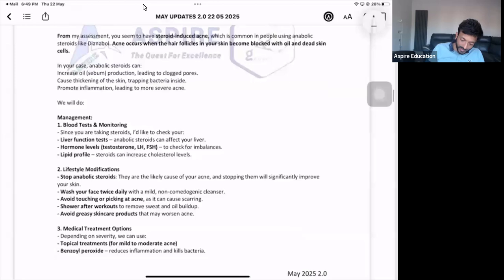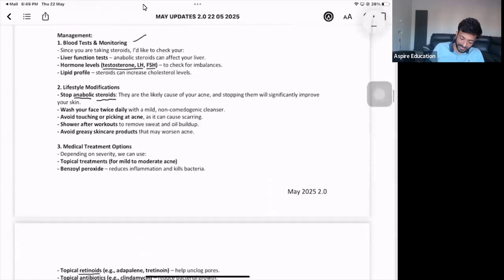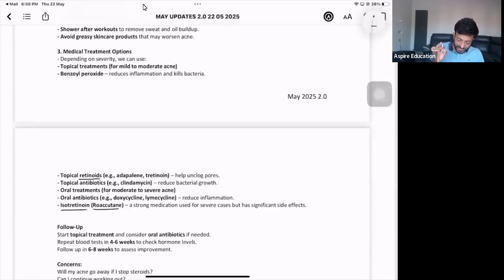Now, management is obviously doing a bit of a blood test and all. We can test testosterone, LH. And what's the treatment? You have to stop anabolic steroids. That's the main thing. So whatever this patient is taking, you have to stop it, right?